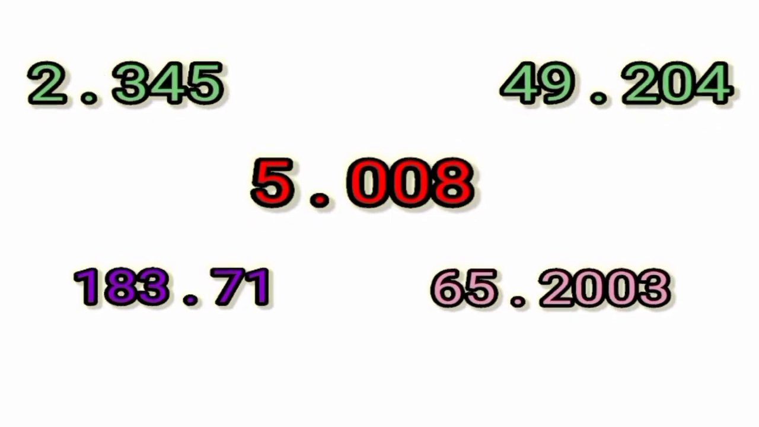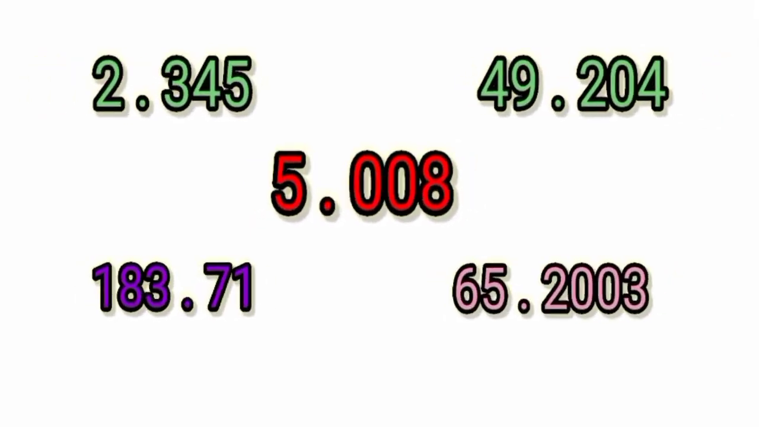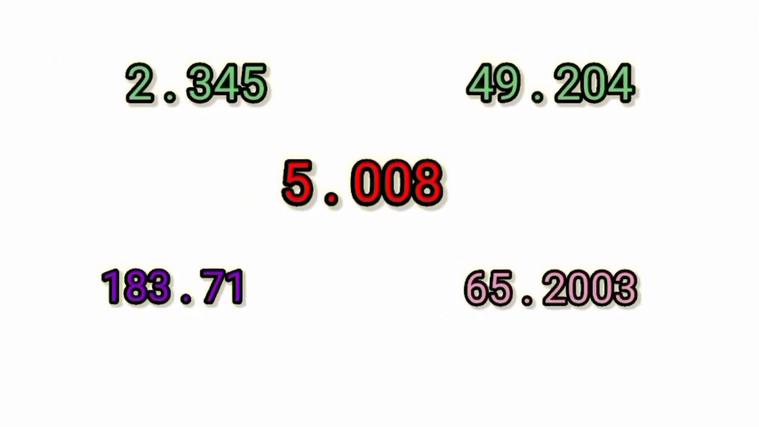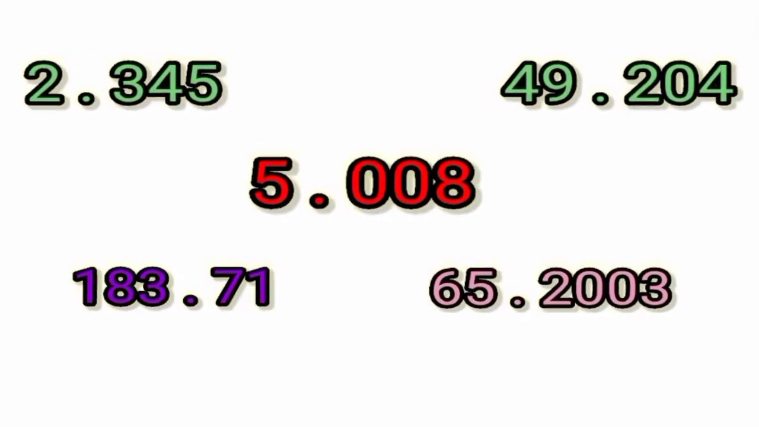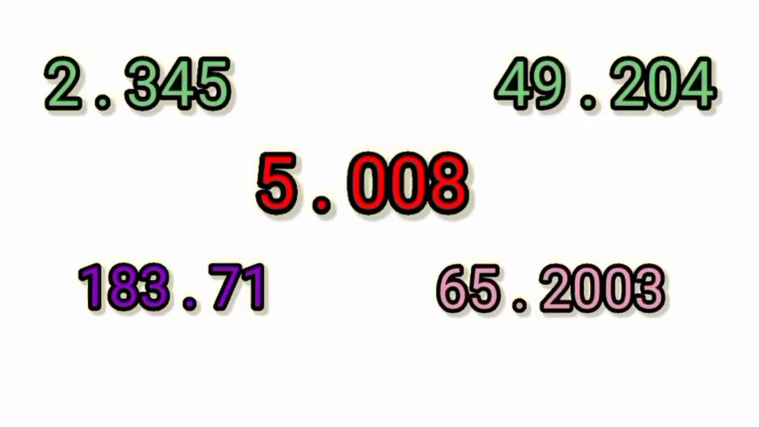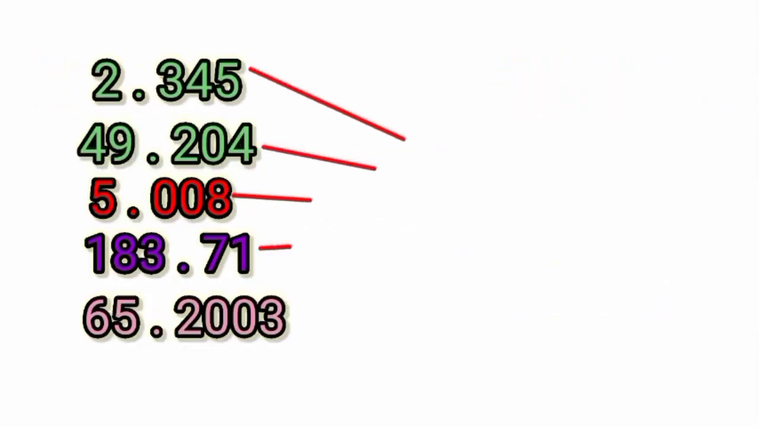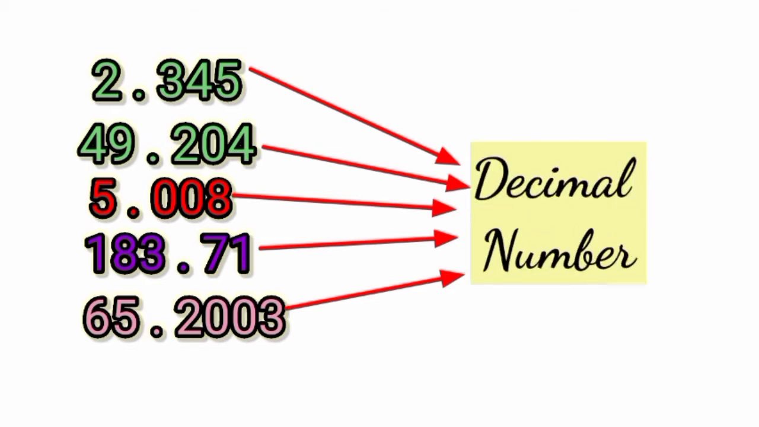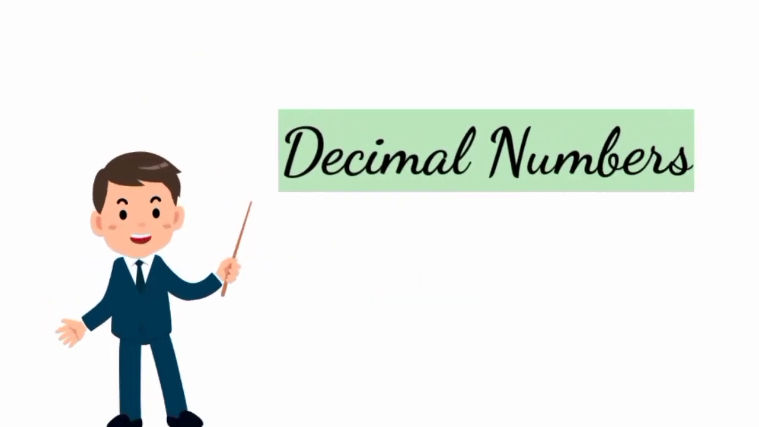Students, if you can see on your screen, there are some numbers visible right now. If you observe these numbers, you can see a dot in all of them. What is it? This is the decimal point, and the numbers having this decimal point are called decimal numbers. So, in today's class, we are going to learn about decimal numbers in detail.